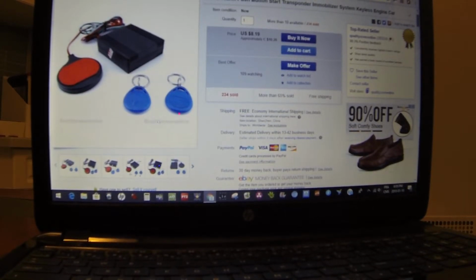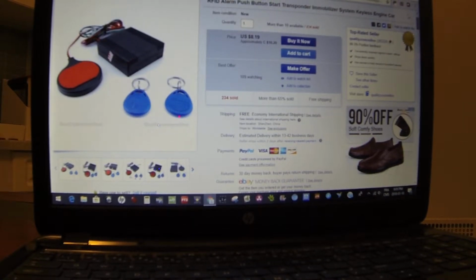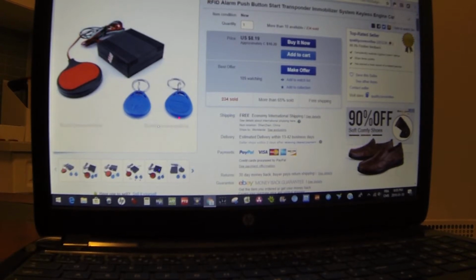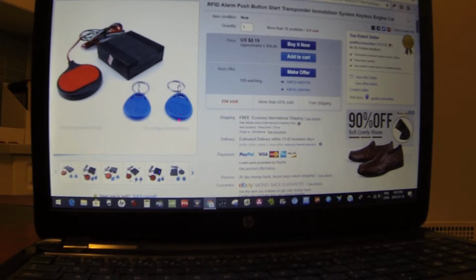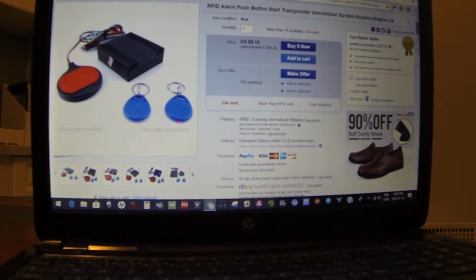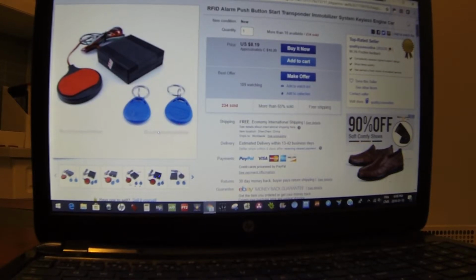I thought that these would be a neat little kit to try out for various electronic projects, like turning on a light, turning on an ignition system on a motorcycle or a car, or turning on an electric door lock through a solenoid or electromagnet.